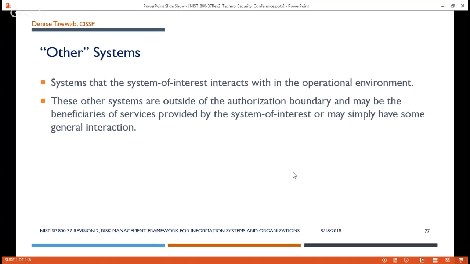Then you have "other systems." And those are systems that the system of interest interacts with in the operational environment. These other systems are outside of the authorization boundary and may be the beneficiaries of services provided by the system of interest, or they may simply have some general interaction.